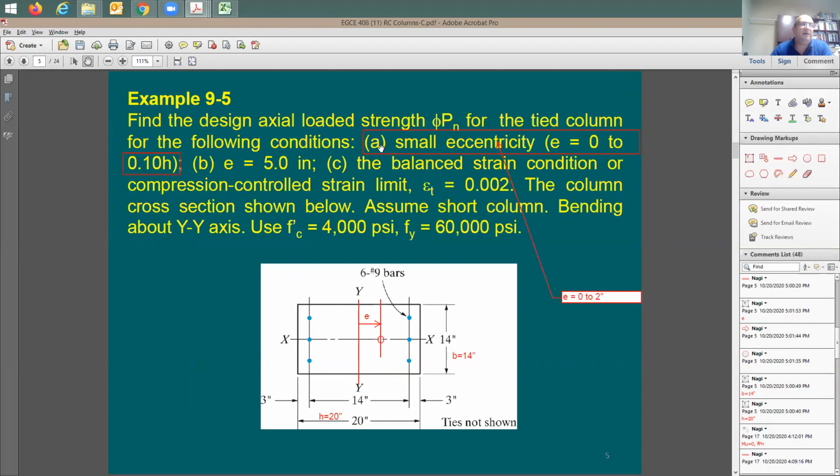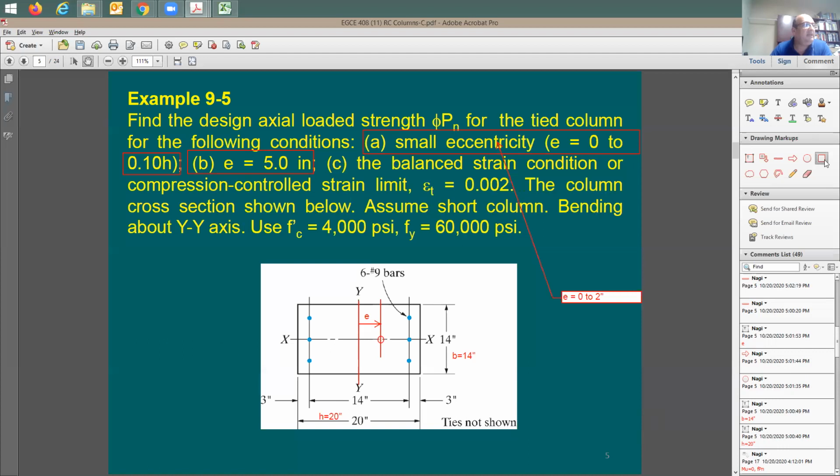All right, so this is going to be item A. Item B, they are also looking for this Vpn when you have e equals, look at this, 5 inches. Okay, I guess we're going to be working on this.